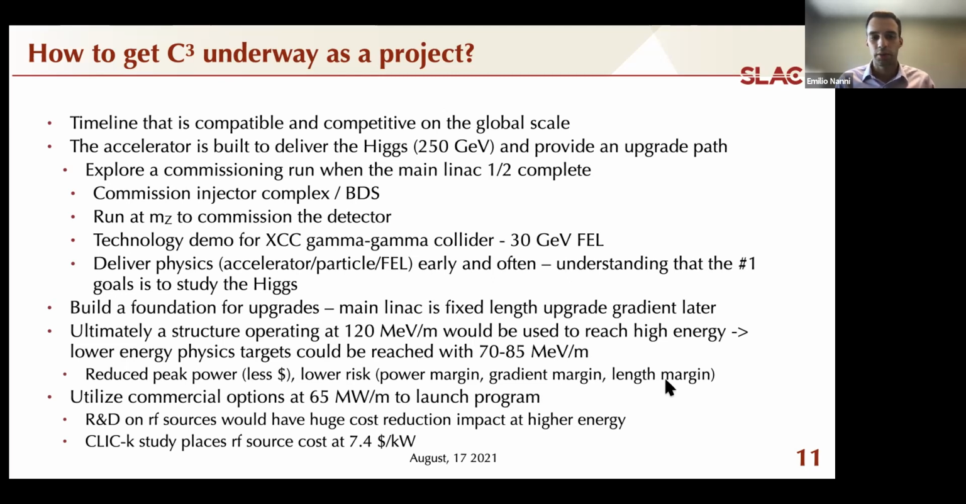So we want to get this program off the ground very quickly. So we're exploring commercial options. We're in discussions with vendors to deliver sources that are on the order of 65 megawatts per meter to launch the program. And our studies really work off of the CLIC case study. And if you dig through the details of that, their RF source cost is roughly $7 per peak kilowatt. So that is a key parameter in our assumptions.